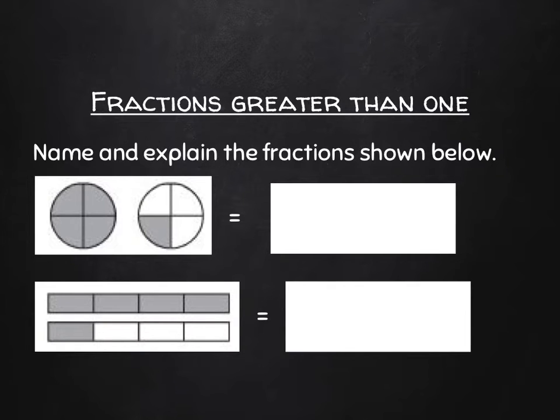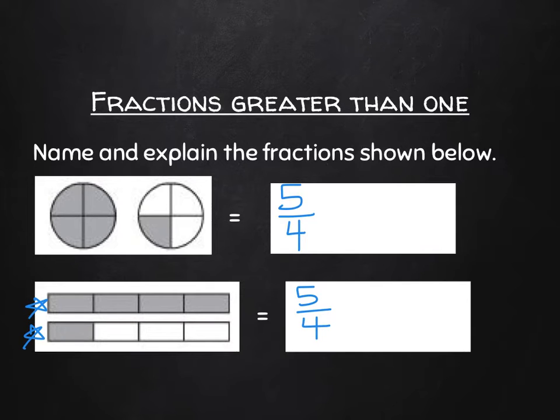The directions say to name and explain the fractions below. If you have no idea, then just keep playing the slideshow and the video. But if you think you know, take a second, try it out, and then replay the video. I see that there are 4/4 shaded on the left, the circle on the left, and 1 more fourth shaded on the right. That's a total of 5/4. With the rectangles, I can see that there are 4/4 shaded on the top and 1/4 shaded on the bottom for a total of 5/4.